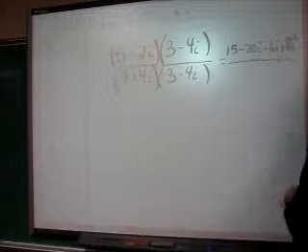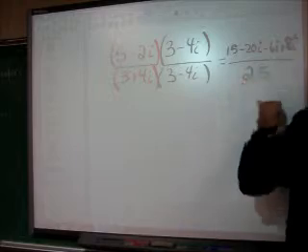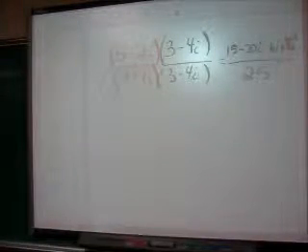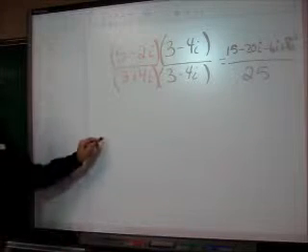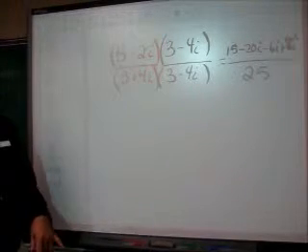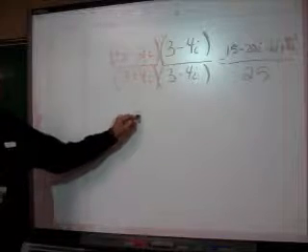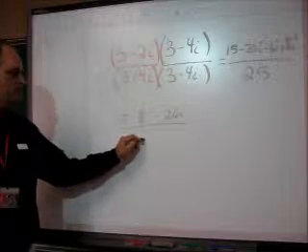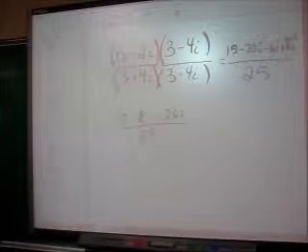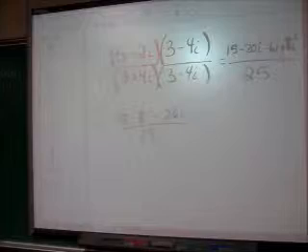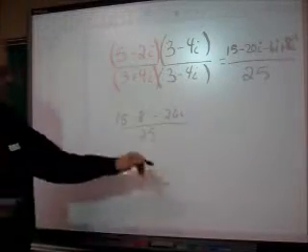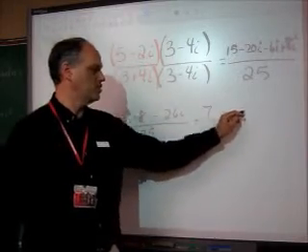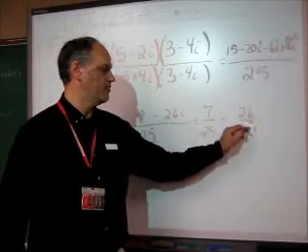All right. What's your denominator? 25. And I'm assuming you did 3 squared plus 4 squared? Good job. So now I've got 15 minus 8 minus 26i, all divided by 25. Do you agree? Yes. And so 15 minus 8 is 7. And 26i over 25 becomes minus 26 over 25 times i.